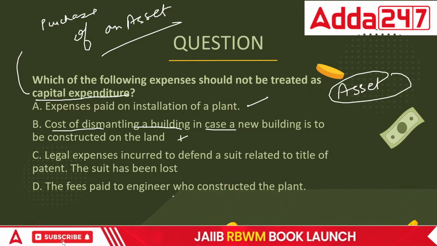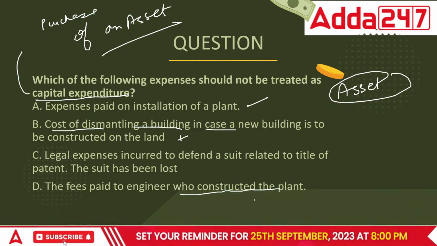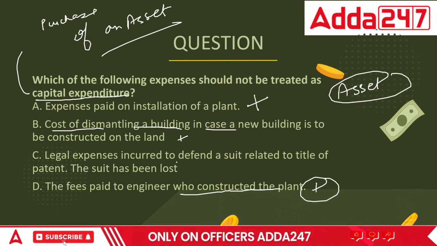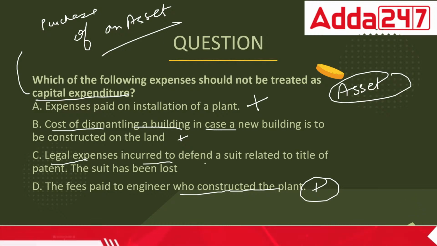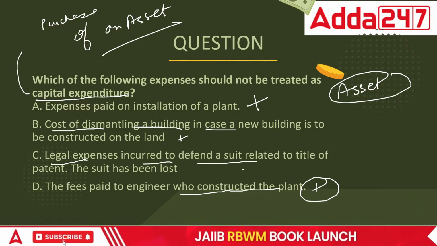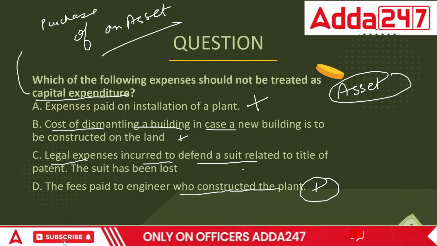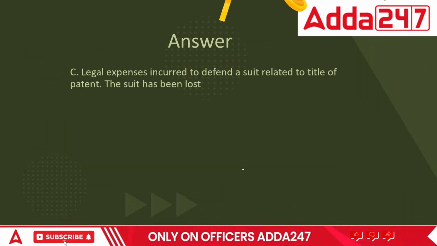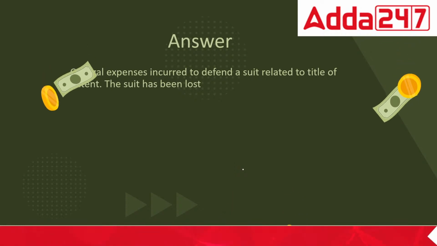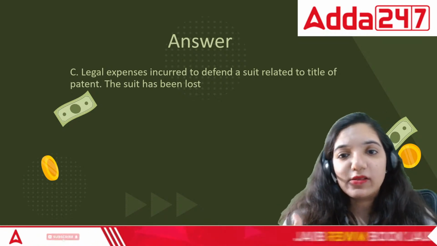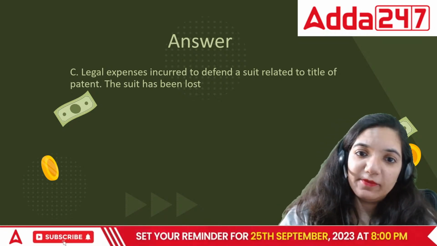It's also capital expenditure. Fees paid to the engineer who constructed the plant. These people are again very important, so this is also a positive one. So we have got three positives, and there are legal expenses incurred to defend a suit. When you are trying to defend a suit and ultimately you lose your asset, how can you say that this is something which is our asset? So in this case, C would be the answer, where it is just a mere expenditure. I would say this has turned into a capital loss, because the organization is not able to have that particular thing back with them.